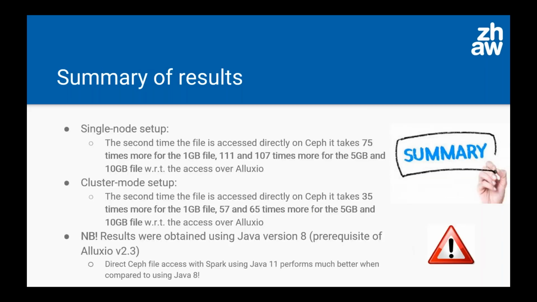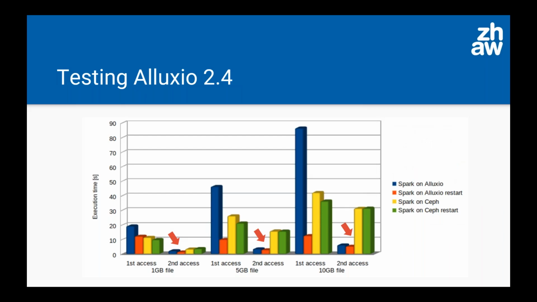After that, we were able to test Alluxio version 2.4. One of the main novelties of Alluxio 2.4 is the support of Java 11. It was not even released yet, but we could test it on the same setting we had. So we repeated the same test again using Alluxio 2.4. The results are here in the slide.